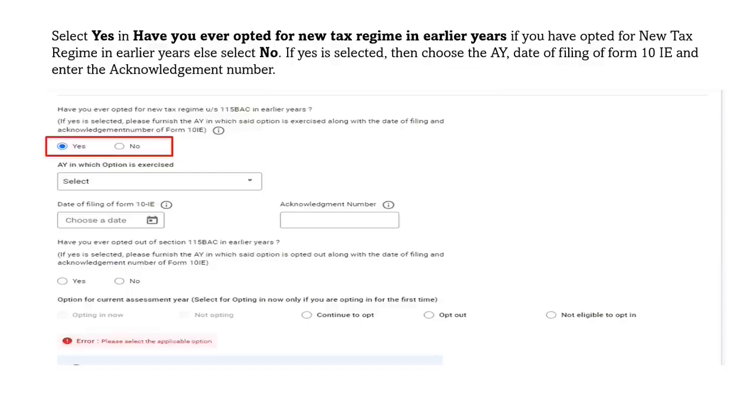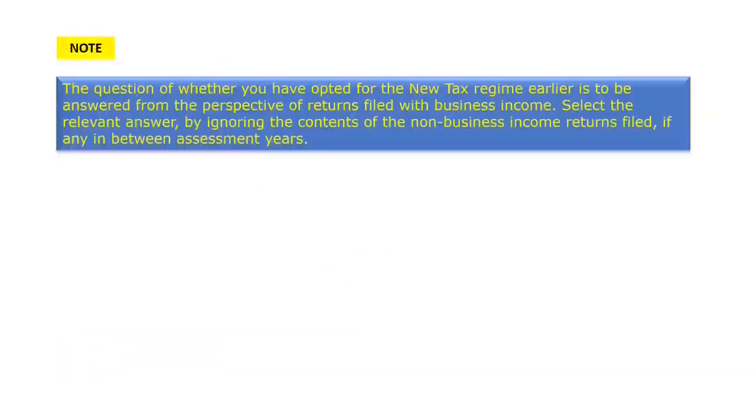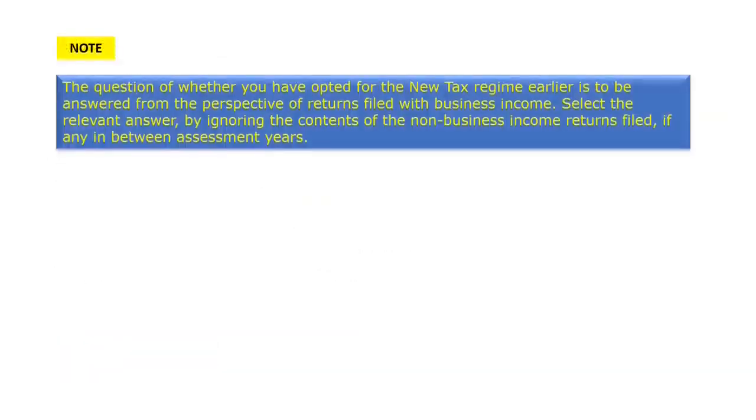Please note that if you select yes, then you are required to choose the assessment year and date of filing Form 10IE and enter the acknowledgement number. Please note that the question whether you had ever opted for the new tax regime earlier is to be answered from the perspective of returns filed with business income. Select the relevant answer by ignoring the contents of the non-business income returns filed, if any, in between assessment years.